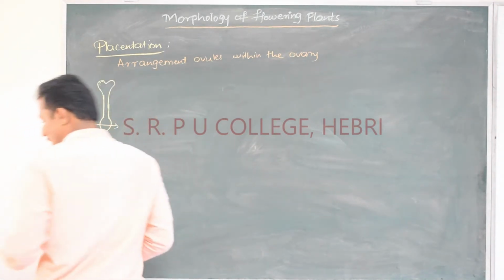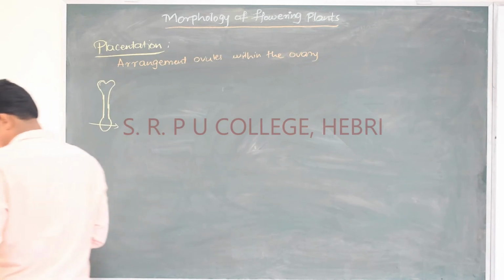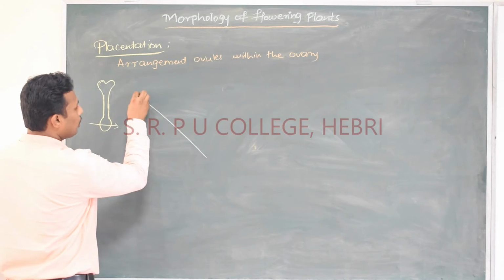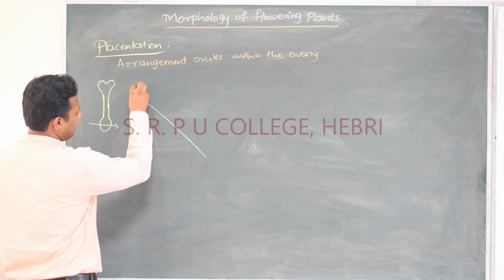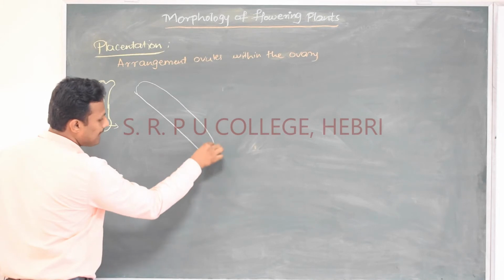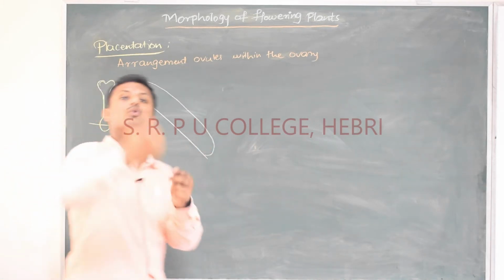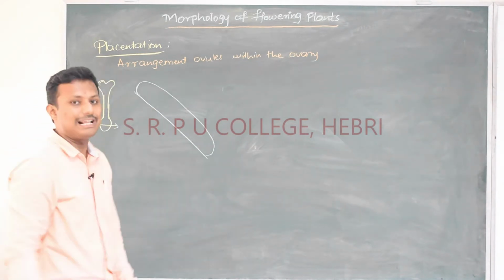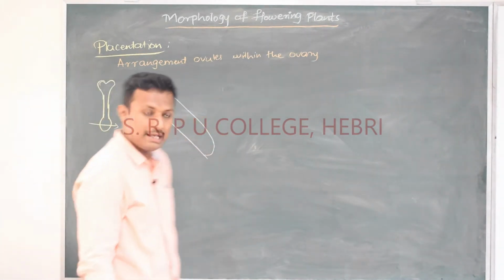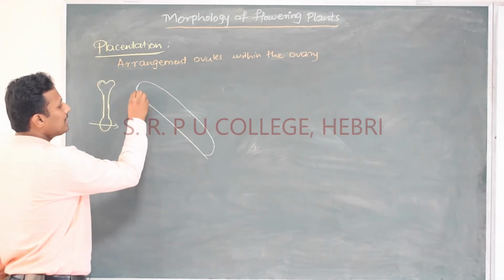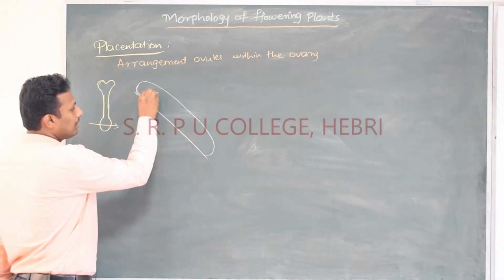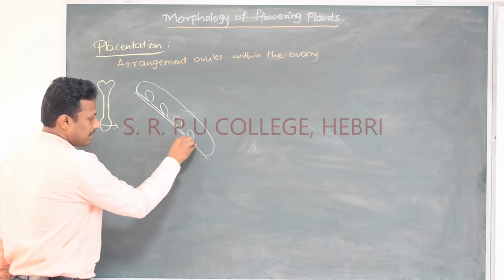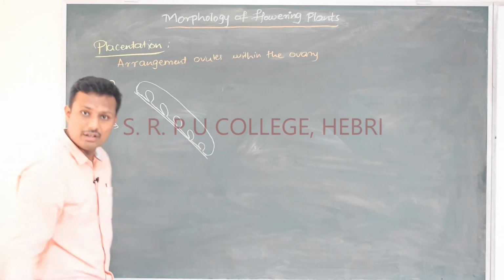Now let us draw all the different placentations one by one. The first one is called marginal placentation. You have all seen beans. Have you seen the bean pod? The elongated fruit-like structure in beans is called a pod. And within that, how are the seeds arranged? The seeds are arranged on one wall. They are attached to one margin of the ovary.